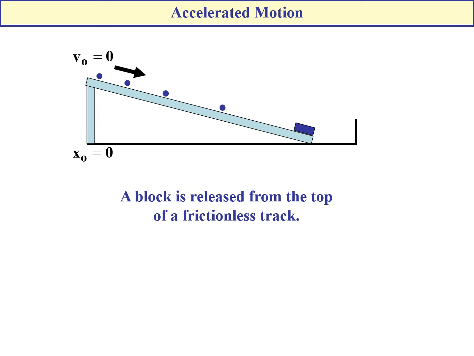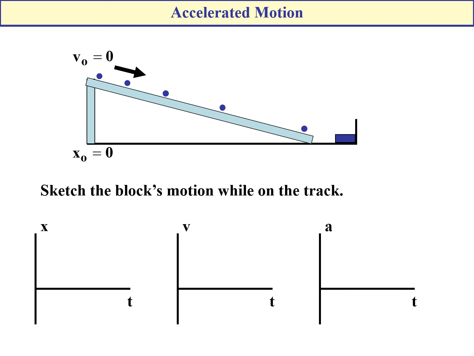We start with an initial velocity of 0, and then it goes all the way to the end here. All right, so what is our position versus time graph, our velocity versus time graph, and acceleration versus time graph? So let's start with our position. We start with 0 position, and we move in the positive direction.